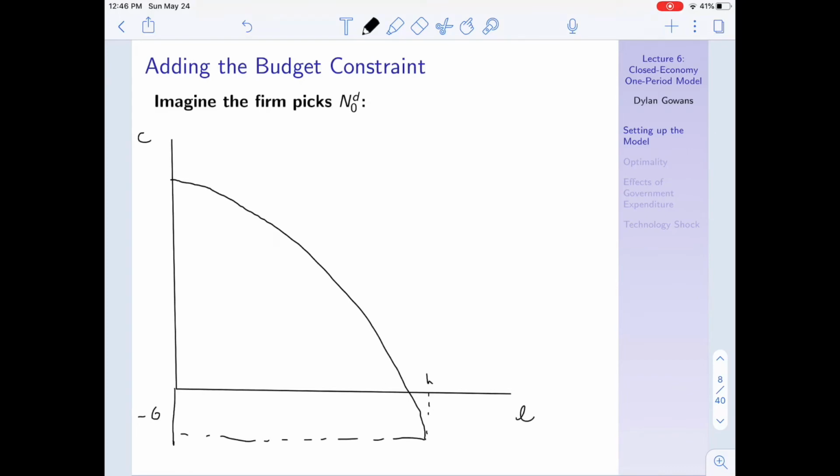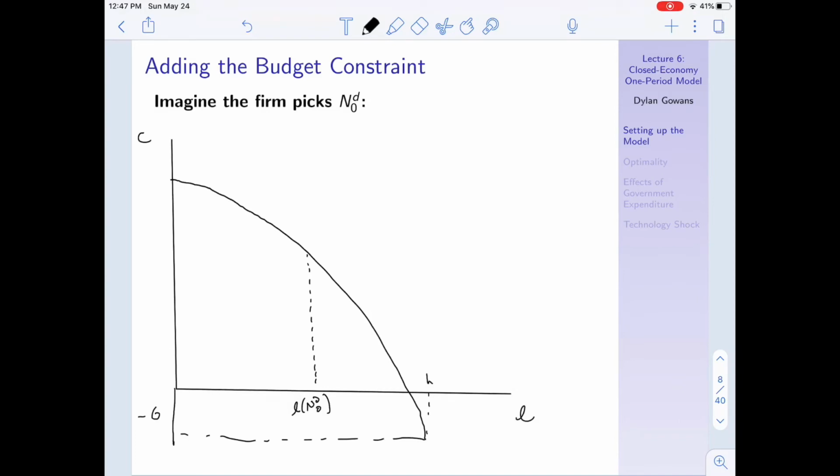So to do that, I'm first going to construct a budget constraint. Okay, so remember, what's the budget constraint? It says how much the consumer can consume when it sees a certain wage in the market. Okay, and a certain amount of profits. So imagine now that the firm demands a certain amount of labor, thinks that it's going to employ this much labor, which we call ND0. So this is now the leisure associated with ND0.